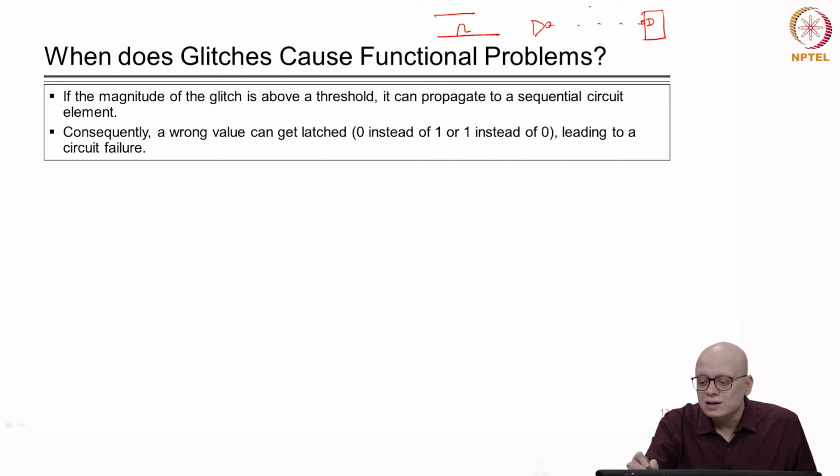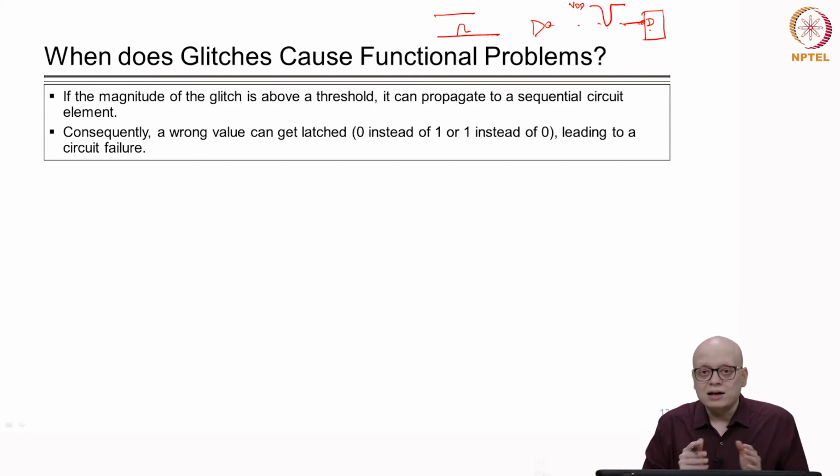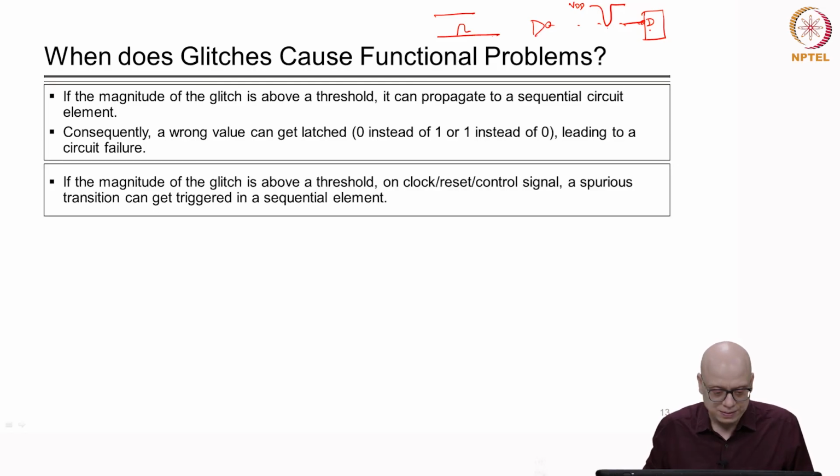Suppose there was a glitch of a large magnitude. D was expected to be VDD, and it dipped so low that instead of 1, a 0 was latched by this flip flop. Then it can lead to a circuit failure because a wrong state is being captured by this D flip flop. So, the height of the glitch, if it is above some threshold, matters, and the width is also important. If there is a very narrow glitch of short duration, then usually it does not cause a problem in the circuit. But if the magnitude of the glitch is above threshold, on the clock and reset or control signals, a spurious transition can get triggered in a sequential element.